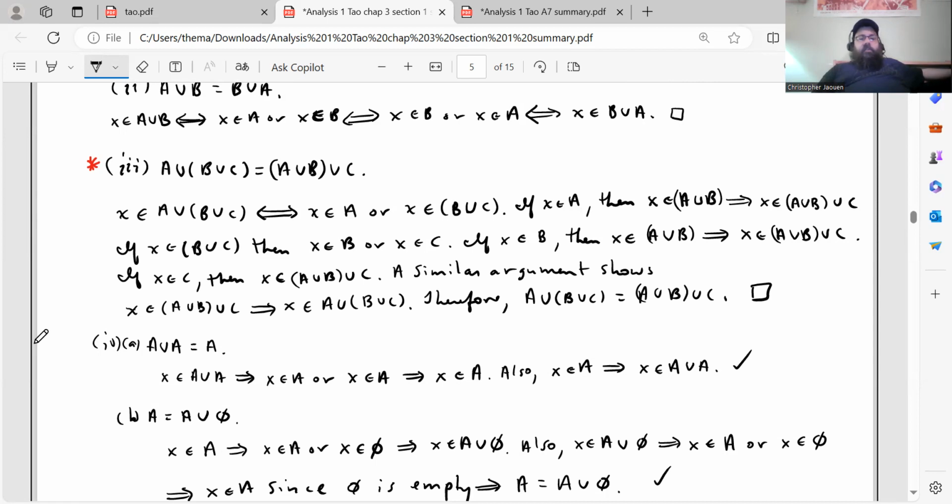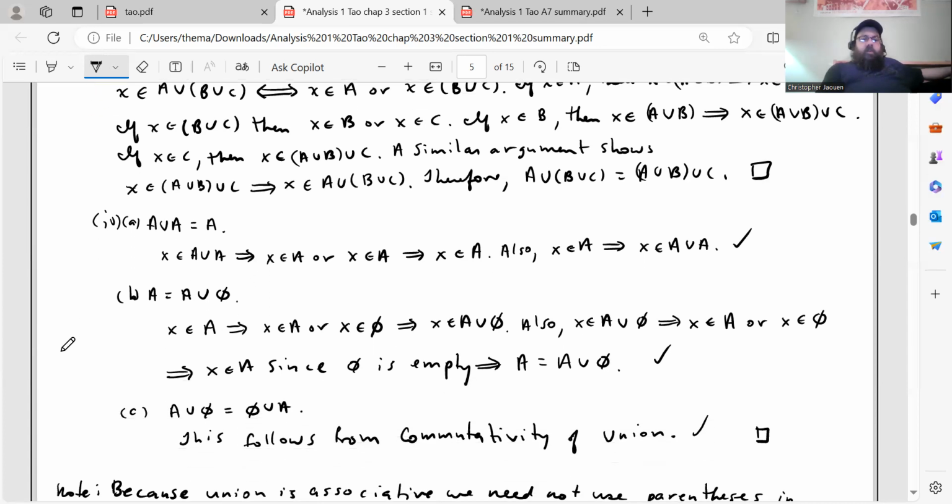If X is an element of B union C, then X is an element of B, or X is an element of C. If X is an element of B, then X is an element of A union B, which implies that X is an element of (A union B) union C. If X is an element of C, then X is an element of (A union B) union C. And a similar argument shows that associativity the other way works. I skipped showing that because it's exactly analogous to what we did.